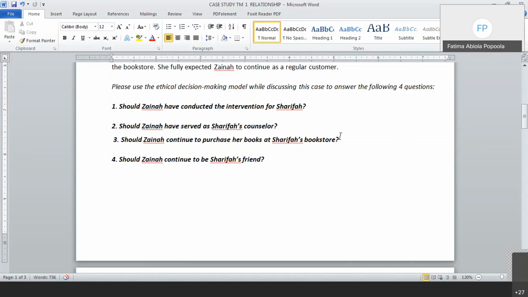She should stop doing business. So she should stop any kind of business relationship. Now the relationship between Zaina and Sharifa is strictly a client-counselor relationship. So a clear boundary should be set with the relationship, such that one will not contradict the other. Thank you. Okay, thank you.